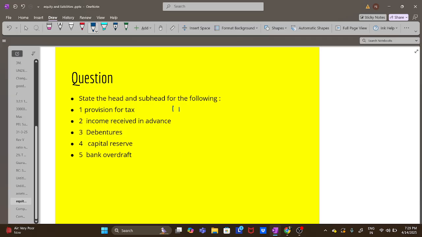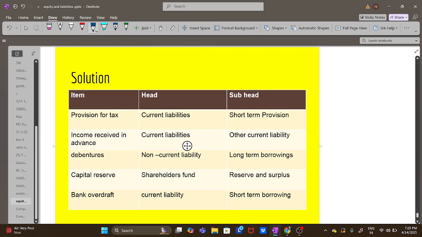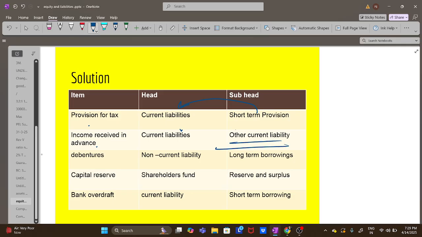This could be 1 mark each. This could be half mark each. Sometimes they give each thing for half a mark, sometimes for 1 mark. This is how we'll be representing it. Provision for tax comes under short-term provision, which comes under current liability. Income received in advance is current liability, and under current liability it is other current liability. We have done STOP, so it comes under O. You have to be precise.